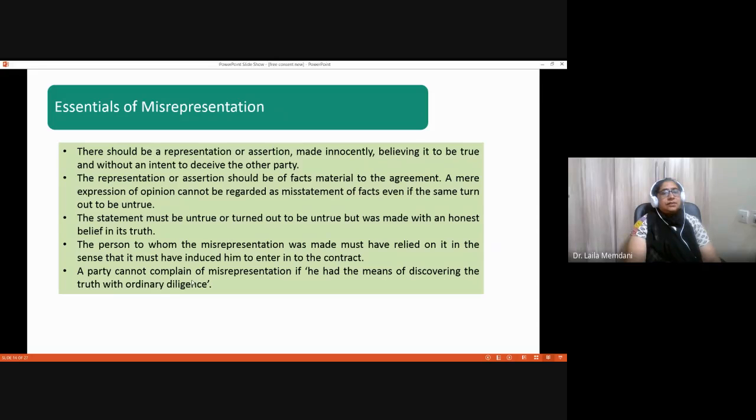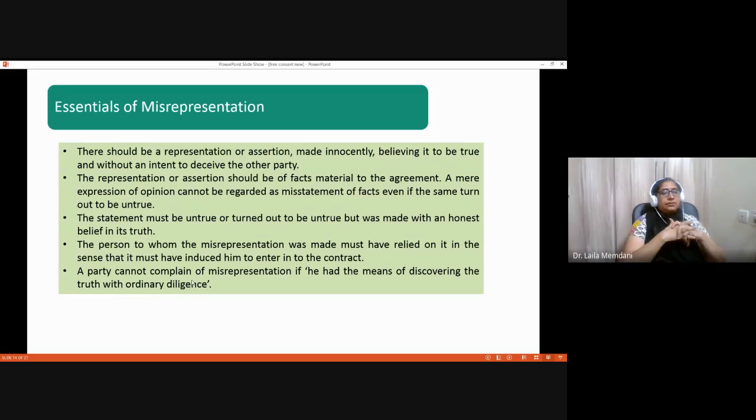The statement must be untrue and was made with an honest belief that it is true. The person to whom the misrepresentation was made must have relied on it, and it must have induced him to enter into the contract. And the last thing, a party cannot complain of misrepresentation if he had the means of discovering the truth by ordinary diligence. Here I have an example.